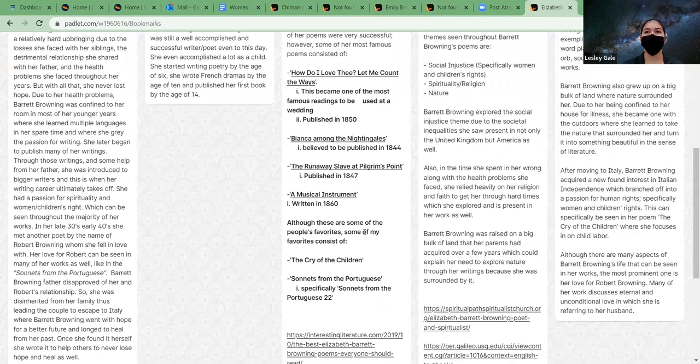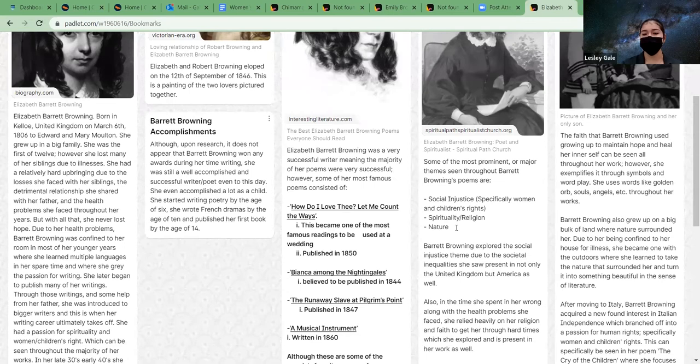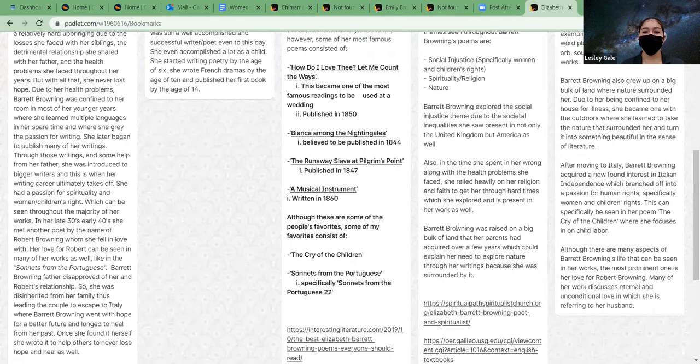Major themes shown throughout her work are social injustice, specifically women and children's rights. We see that in The Cry of the Children. Spirituality and religion, we see that in the Sonnets from the Portuguese, and nature, we see that in the Sonnets from the Portuguese as well. She explores social injustice due to what she had seen in Italy, the United Kingdom, and America. She spent a lot of her time at home, which is why she explored nature throughout her poetry.